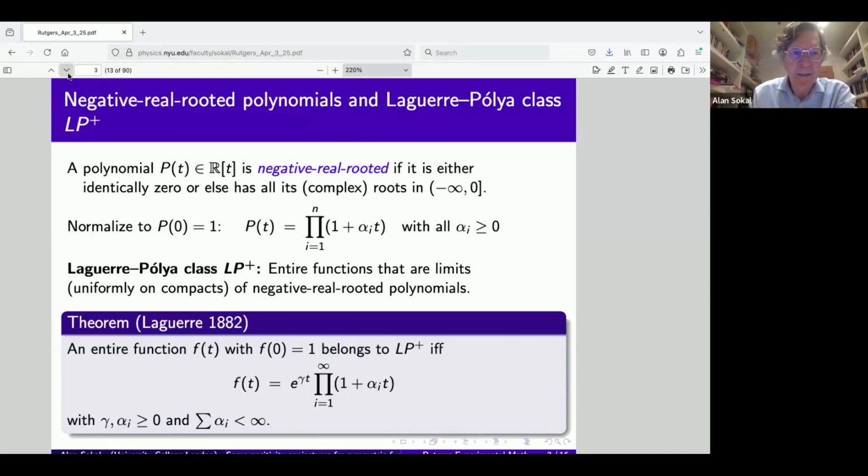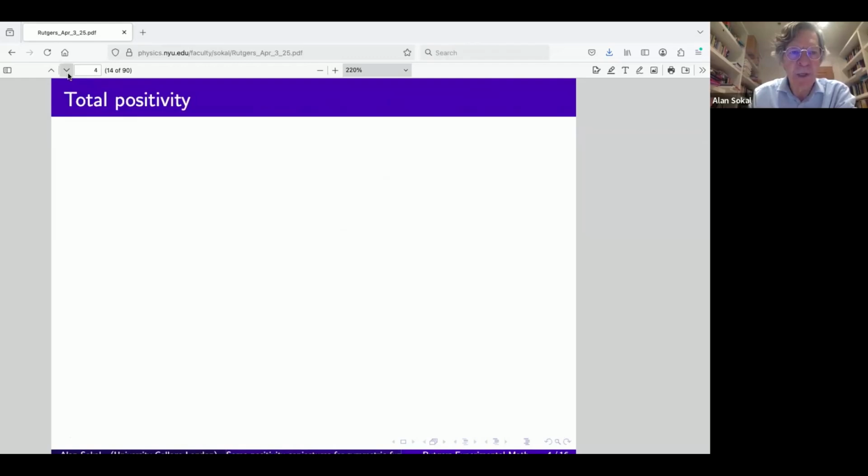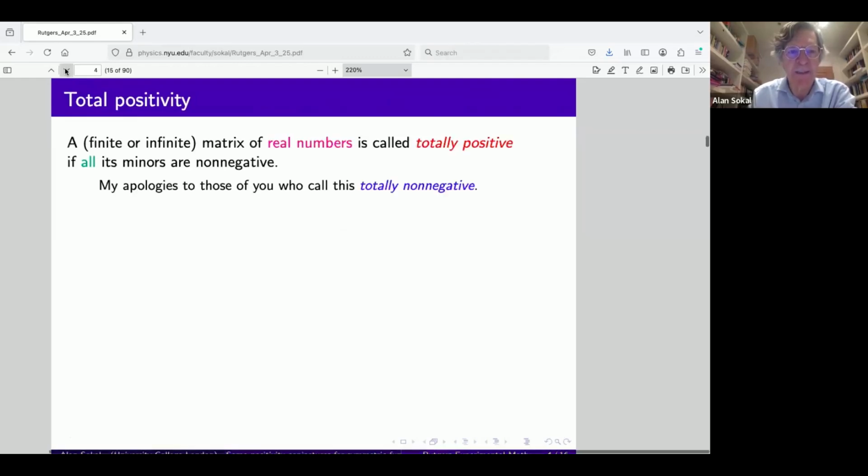Okay. Now let me talk about total positivity. This is the concept I've been obsessed with for the last 12 years. A matrix, a finite or infinite matrix of real numbers, is called totally positive if all its minors are non-negative. And I stress all. So that means you take any set of rows and any set of columns of the same cardinality, and that subdeterminant should be non-negative.